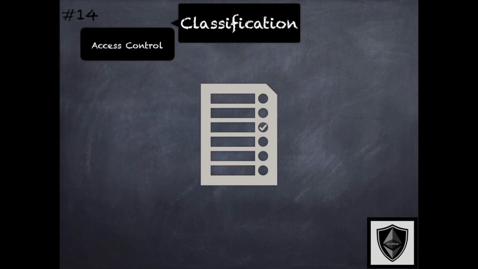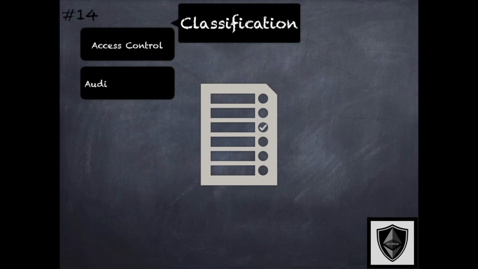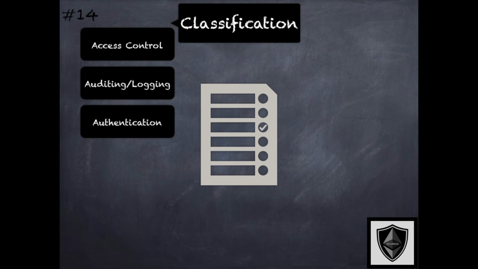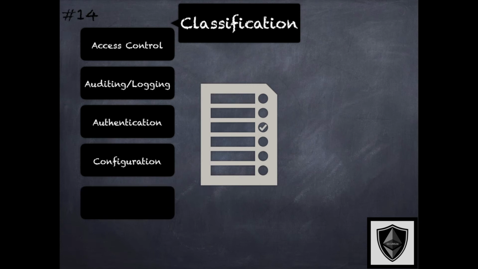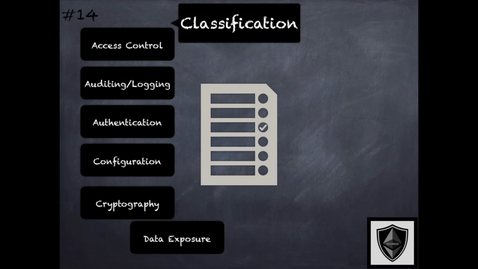There's access control, which is related to authorization of users and assessment of rights. Auditing and logging, related to auditing of actions, logging of problems. Authentication, related to the authentication of users in the context of the application. Configuration of servers, devices, or software, and in our case, the smart contracts or off-chain components. Cryptography, related to protecting the privacy or integrity of data. Data exposure, related to unintended exposure of sensitive information.